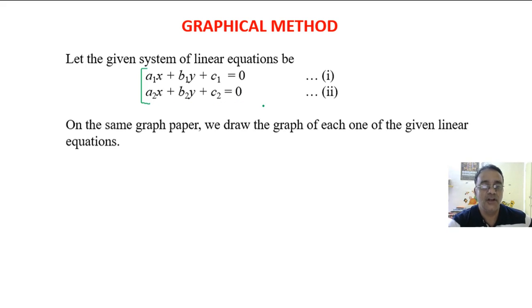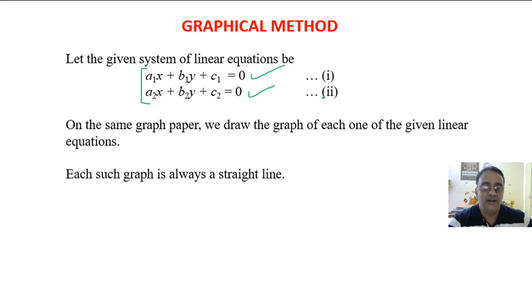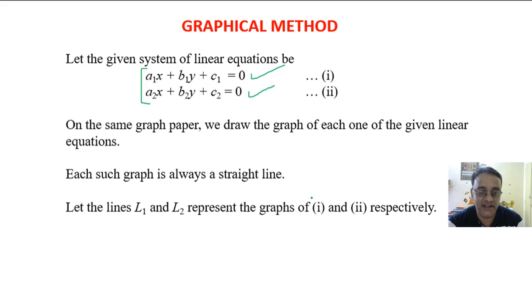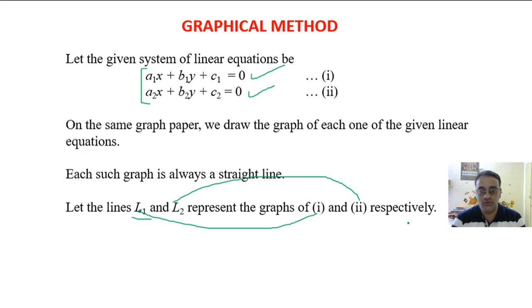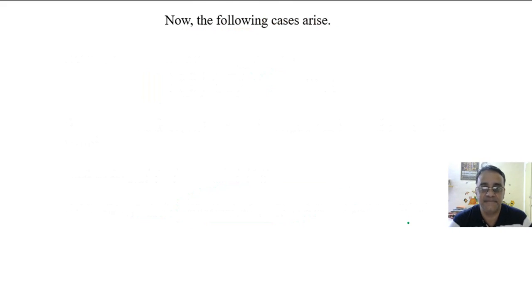Now suppose on the same graph paper we are going to draw these two linear equations. So one line represents this equation, another line represents this equation. Suppose L1 represents the first line, okay, L1 represents the first equation and L2 represents the second equation. Line L1 represents equation 1 and line L2 represents equation 2. So there are three possible cases.